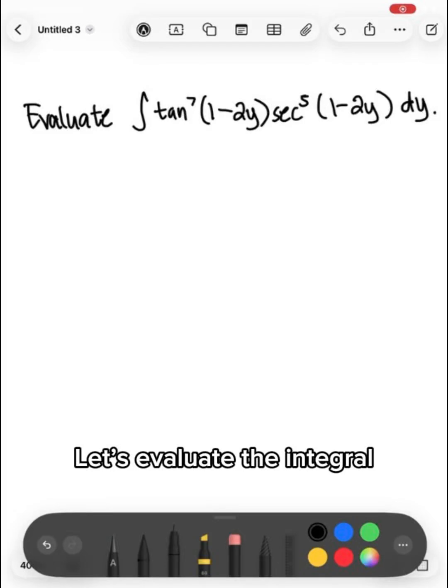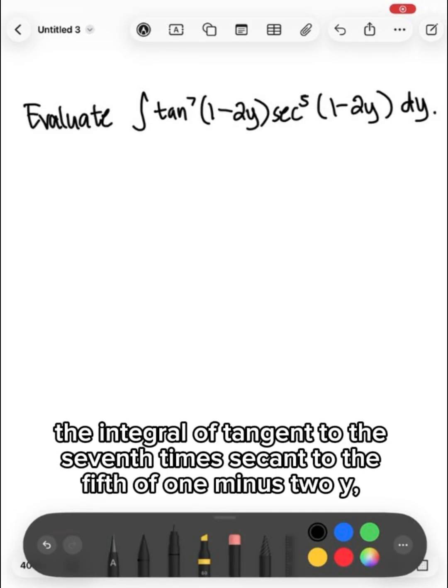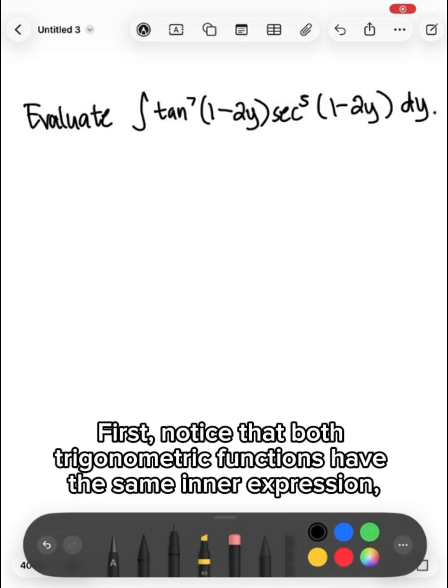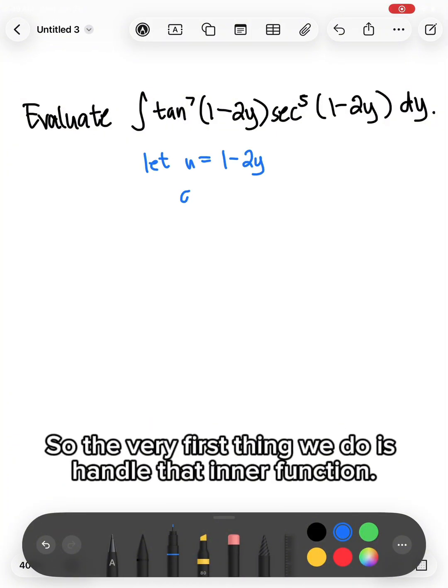Let's evaluate the integral of tangent to the 7th times secant to the 5th of (1 minus 2y) with respect to y. First, notice that both trigonometric functions have the same inner expression, 1 minus 2y. So the very first thing we do is handle that inner function.